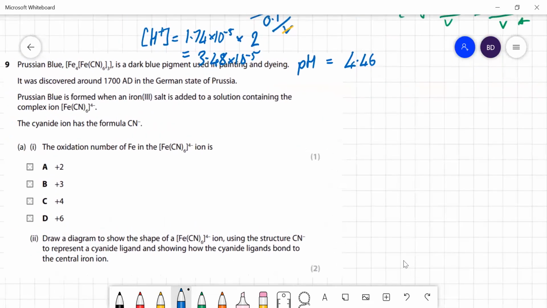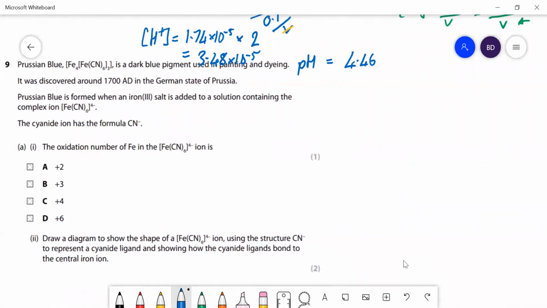Well, we've got a charge of 4- there. We've got 6 cyanides, each of which has a 1-, so that's -6. That means the Fe must be +2, because +2 minus 6 gives you -4. So that is the oxidation number of the Fe.